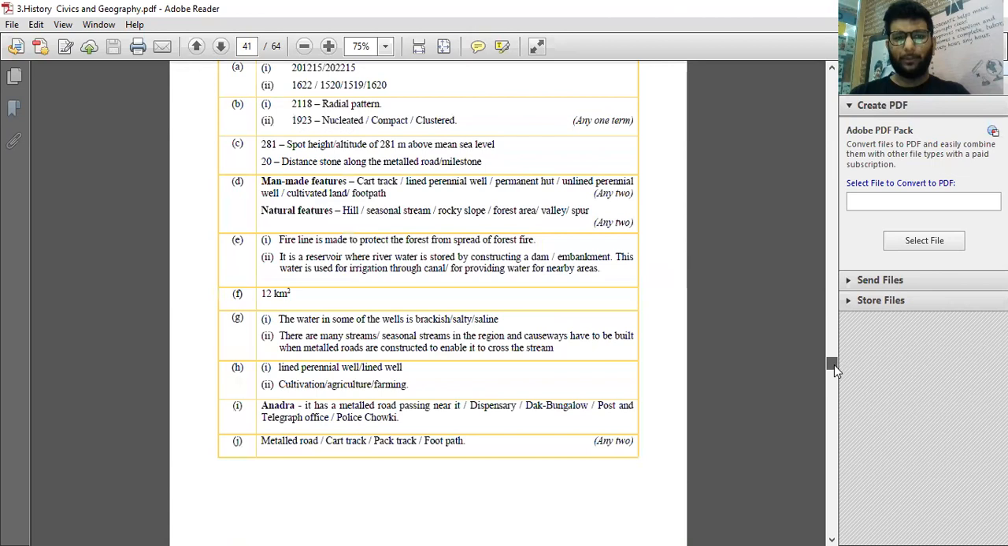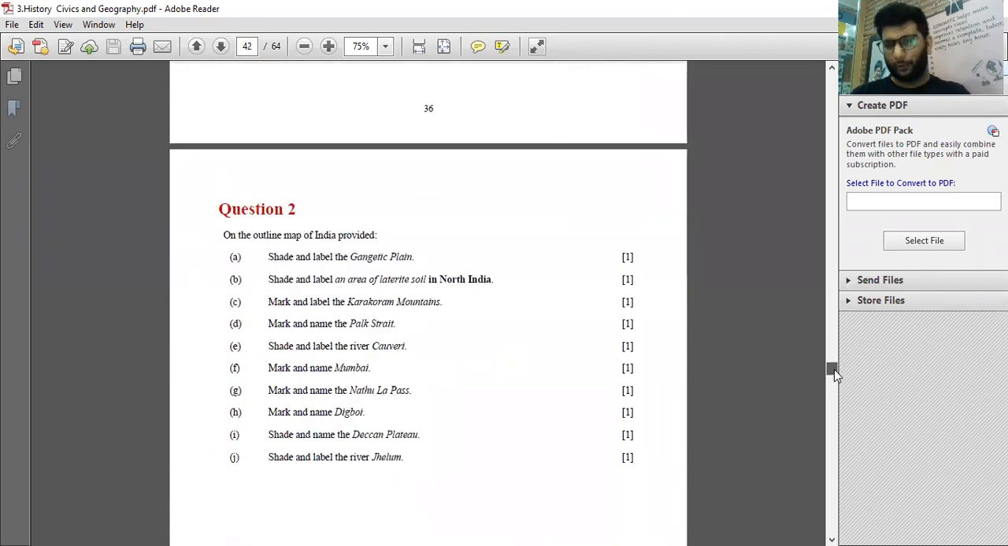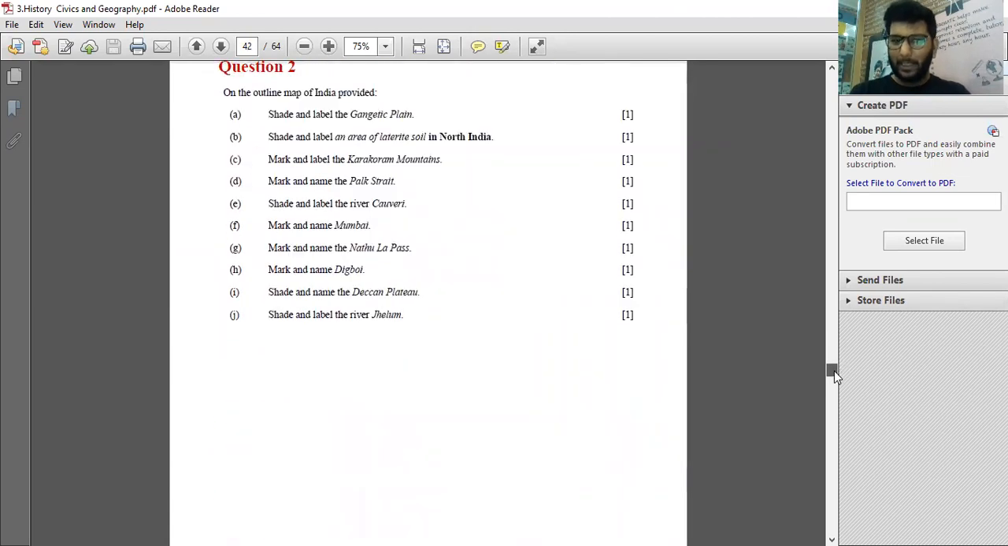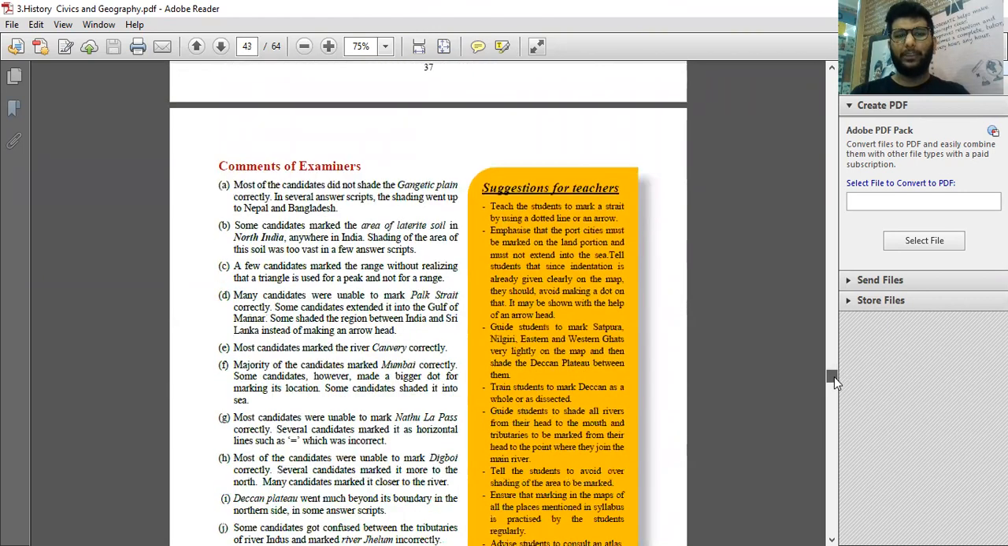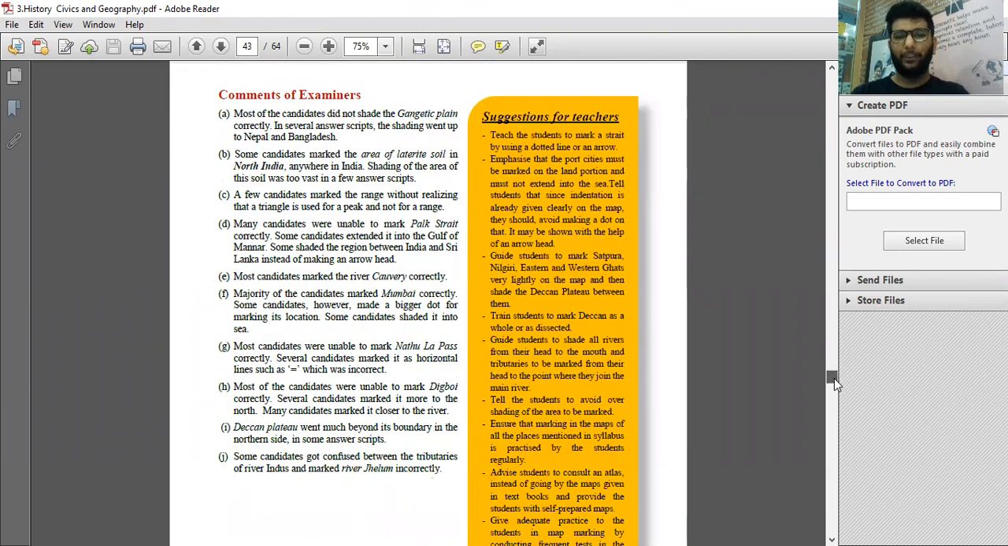So children, that was about, of course, this is the answer key which you can always refer to. This is again going to be the map. Now, when you are talking about the map, there are some important things which you need to pay attention to. Okay. So when I say, for example, what does an examiner look at? The examiner looks at the Gangetic Plain. Have you marked it properly? It should be between Nepal and Bangladesh, going way up towards Nepal and all the way below towards Bangladesh. It should be appropriately placed in between them.